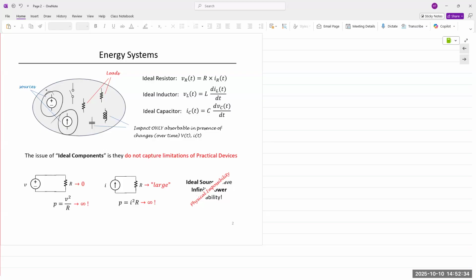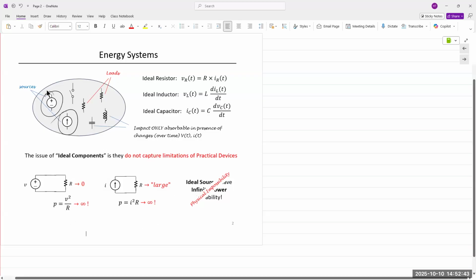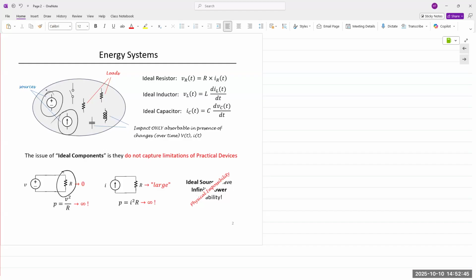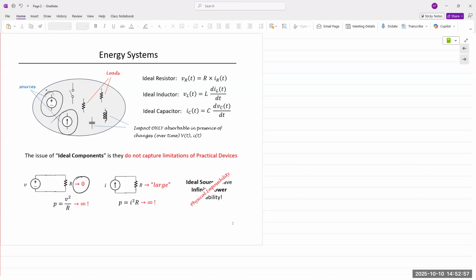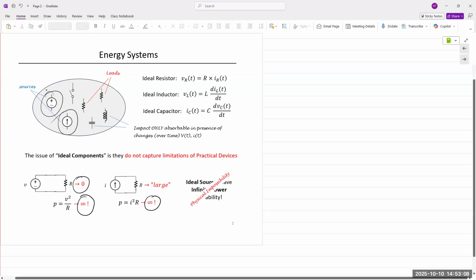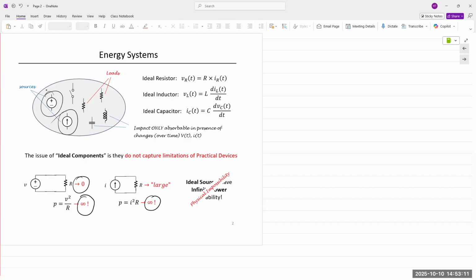However, ideal power sources do not work in real life, right? If we take a look at a voltage source, the resistance between its terminals will say it's equal to 0. So if you connect a resistor with 0 ohms to a voltage source with V, calculate the power, what do we get? Infinity. Same thing with the current source. Infinite resistance results in infinite power. This, of course, is not possible in real life. So we cannot simply use these models for real life.